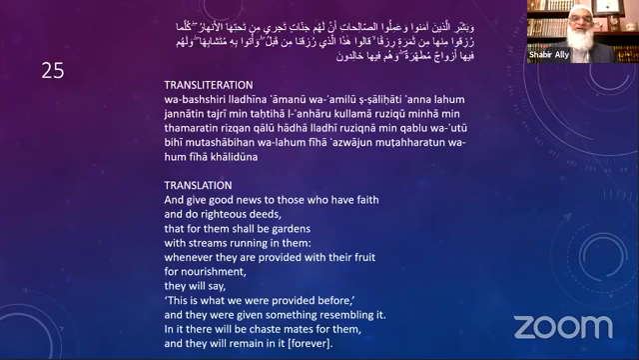So the streams running in them. In fact, the Arabic says min tahtiha al-anhar. Under it are the streams.